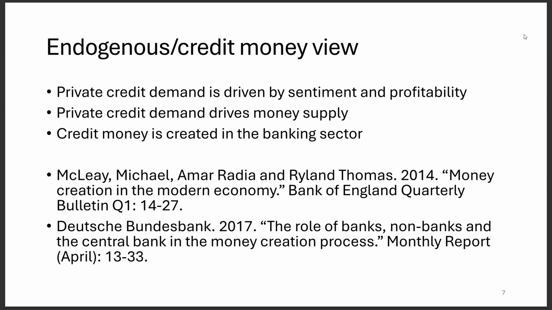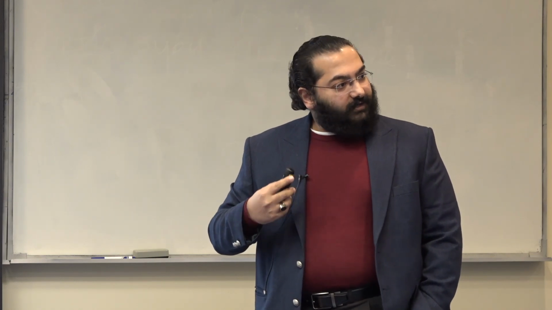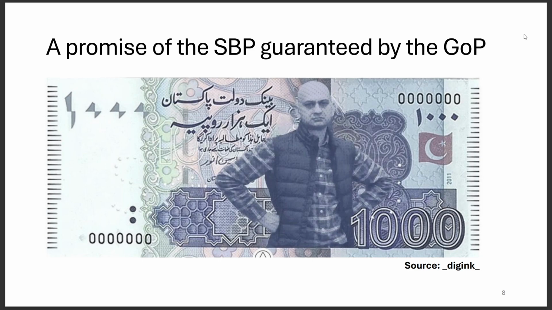And if you find none of this convincing, you can look at the SBP-issued banknotes and actually read what's on the banknote, which clearly states that the rupee is a promise of the state bank, which is guaranteed by the government of Pakistan. So the rupee is a credit. It is a promise. It is not a commodity produced by the state bank.